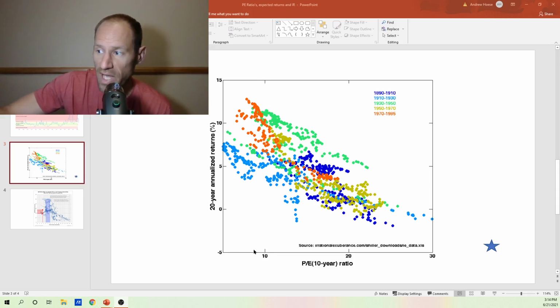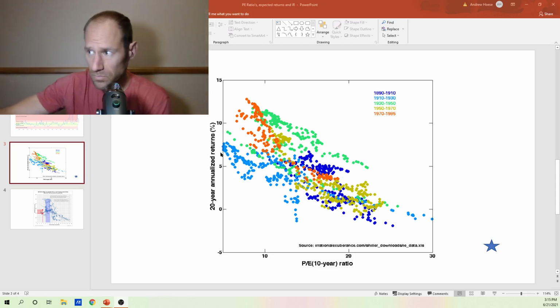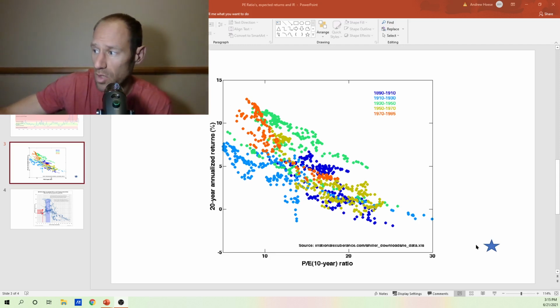So if it's below 10, you have a high likelihood for the next 20 years annualized return to be above 5%, because if you look at this big chunk, that's where all these annualized returns are over history. Now, if you look at a P/E ratio of over 40, which is off this chart, all of these 20-year annualized returns are below 0 when you get out here. So we're in bubble land.